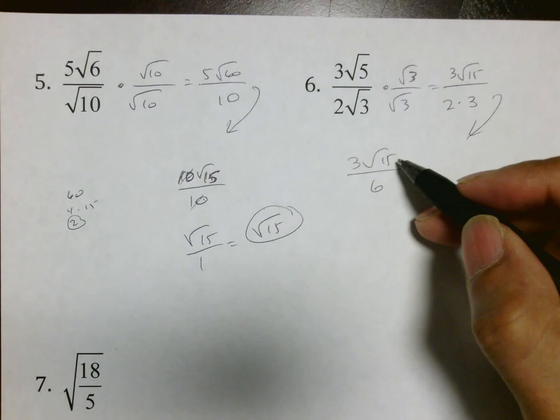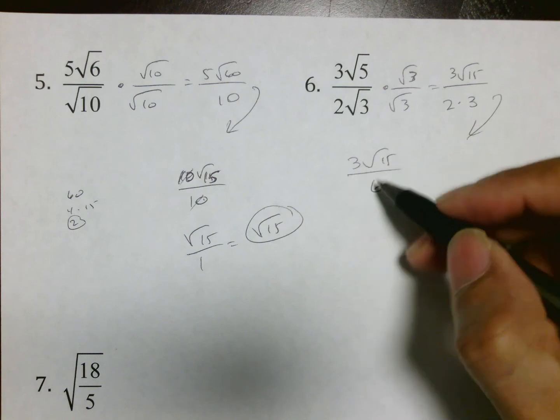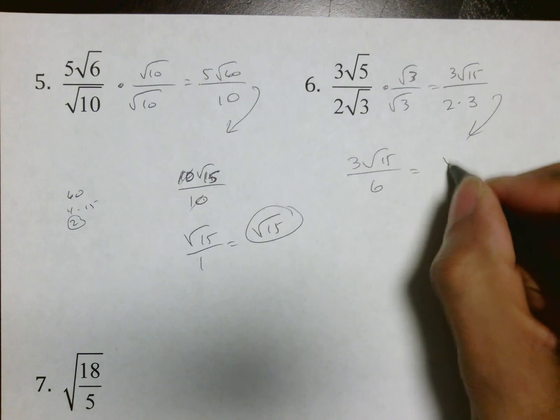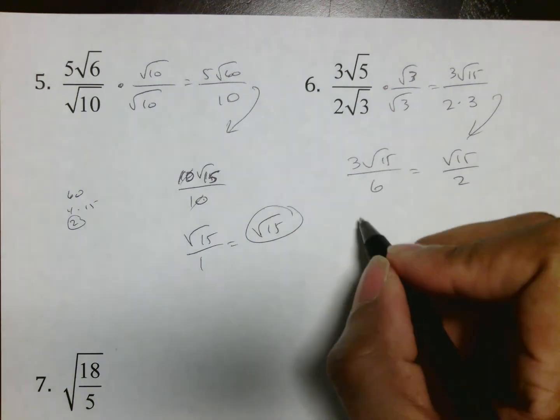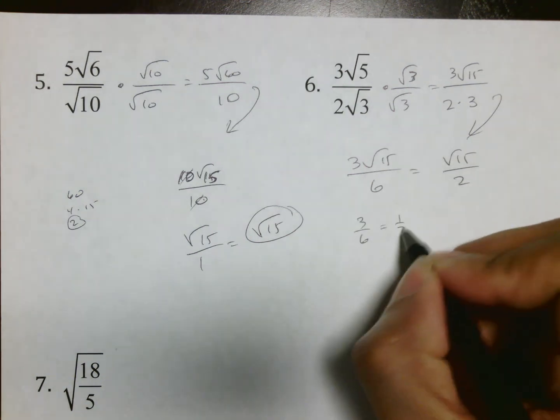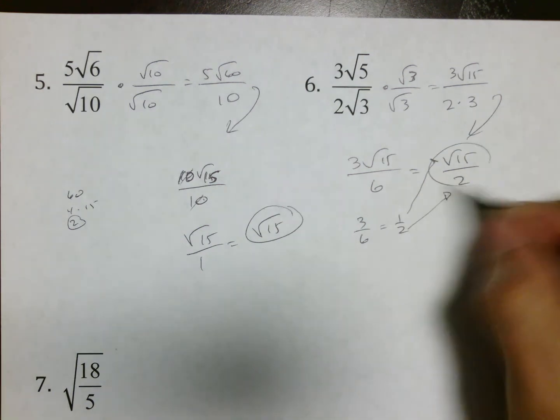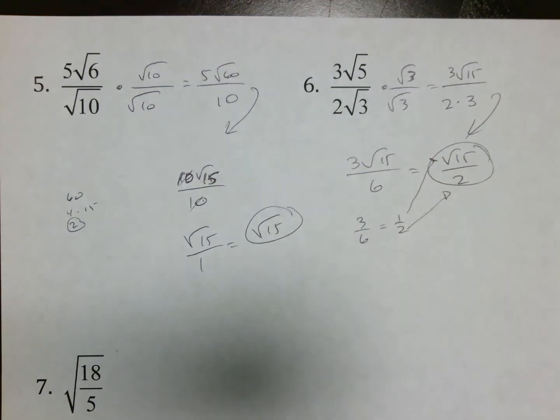The root 15 is simplified, but again, if you look at 3 and 6, you recognize both of those can be divided by 3, and that ends up being root 15 over 2, because 3 over 6 is the same as 1/2. Remember, you don't need your 1, and your 2 comes down to the bottom. That is your final answer. Again, that is the simplifying part you have to be careful on.